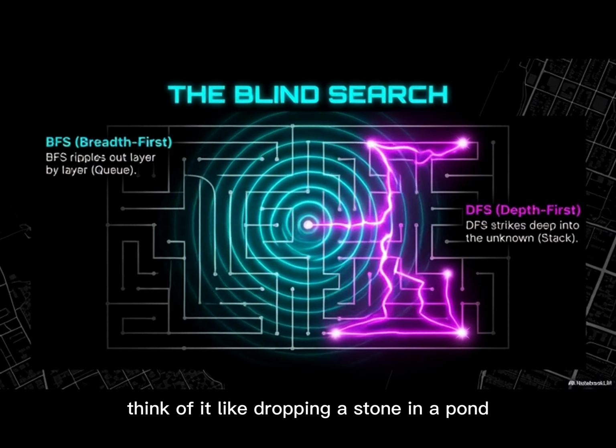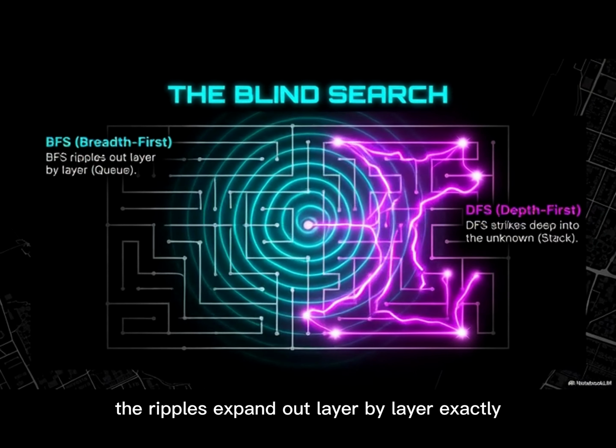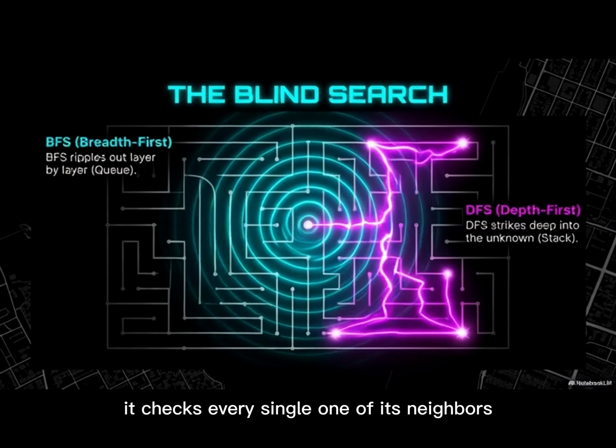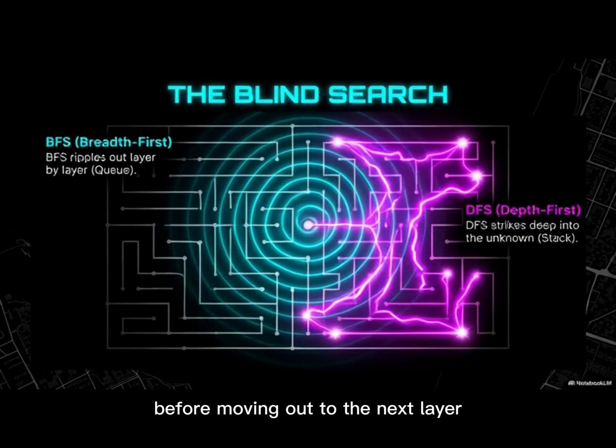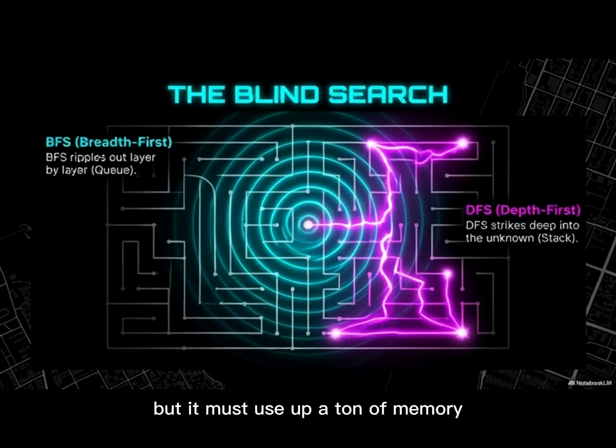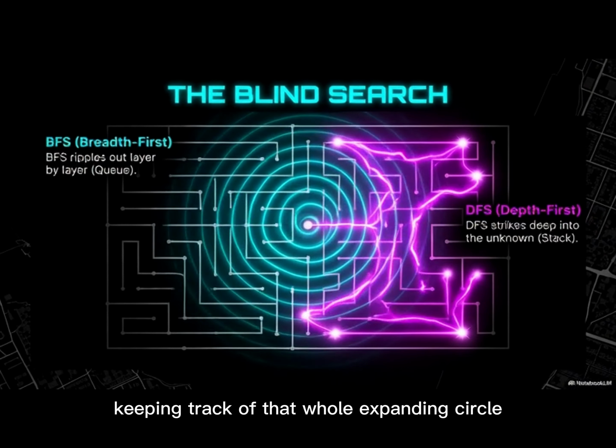Think of it like dropping a stone in a pond. The ripples expand out layer by layer. Exactly. It checks every single one of its neighbors before moving out to the next layer. It's very thorough, and it'll find the shortest path. But it must use up a ton of memory, keeping track of that whole expanding circle.